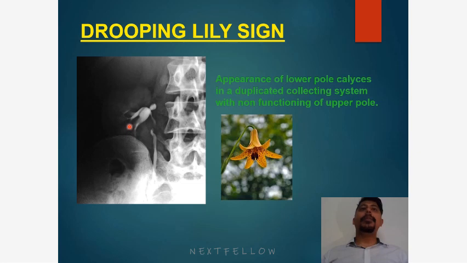Drooping lily sign, appearance of the lower pole calyces in duplicated collecting system with non-functioning upper pole. So we can appreciate this kidney, and there is a double pelvicalyceal system, and we can appreciate this lower moiety gives appearance of drooping lily with the non-functioning upper pole.